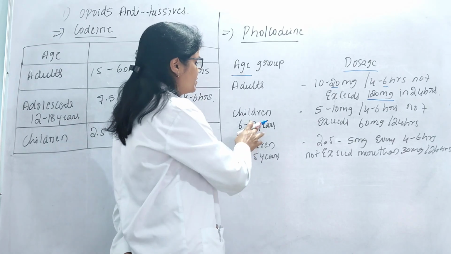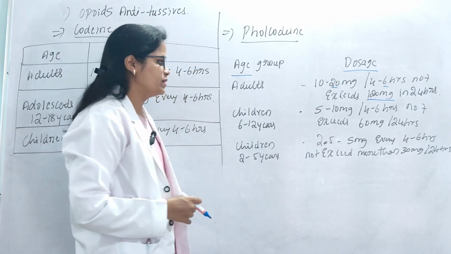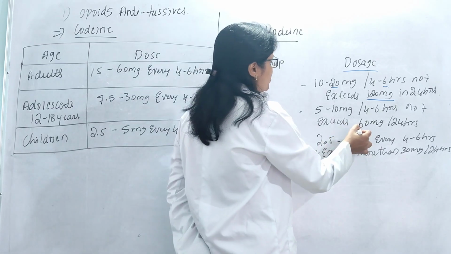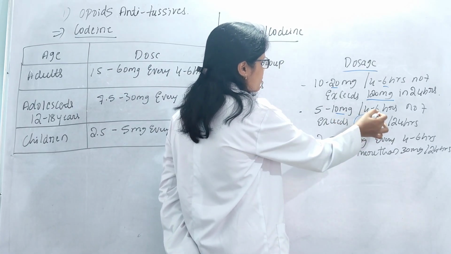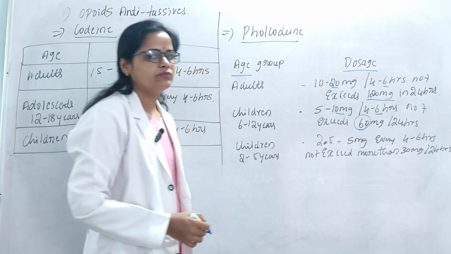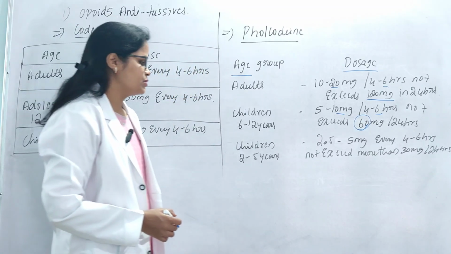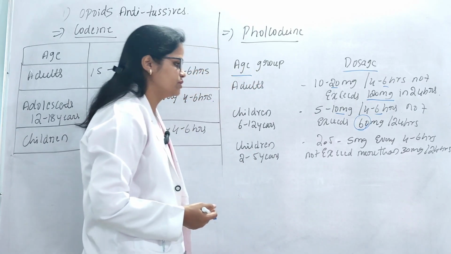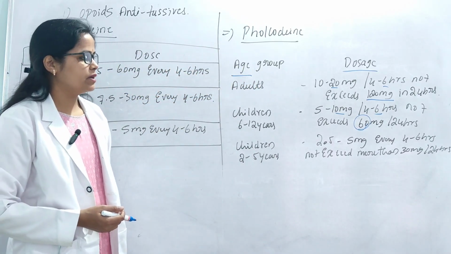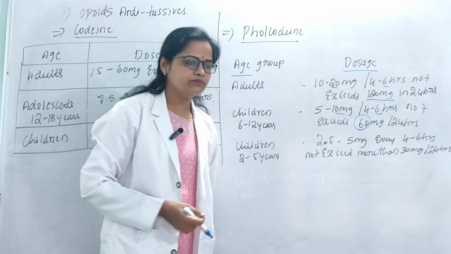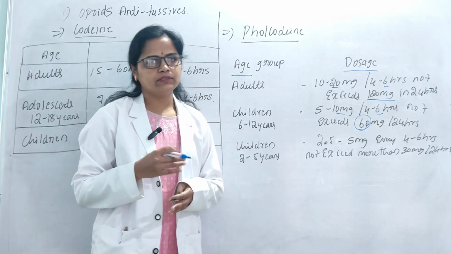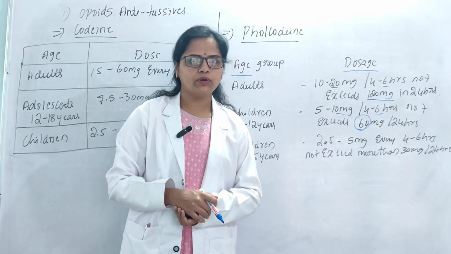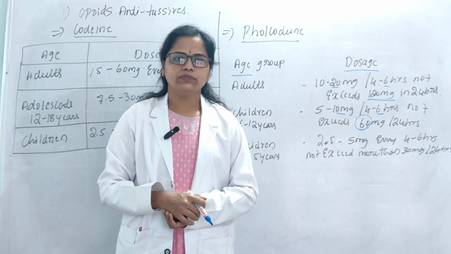And next, for children 6 to 12 years, 5 to 10 mg every 4 to 6 hours, not exceeding 60 mg within 24 hours. For children 2 to 5 years, 2.5 mg to 5 mg every 4 to 6 hours, not exceeding 30 mg within 24 hours. If the drug exceeds the normal dose, it may lead to toxicity, poisons in the body. Next we'll see the indications.